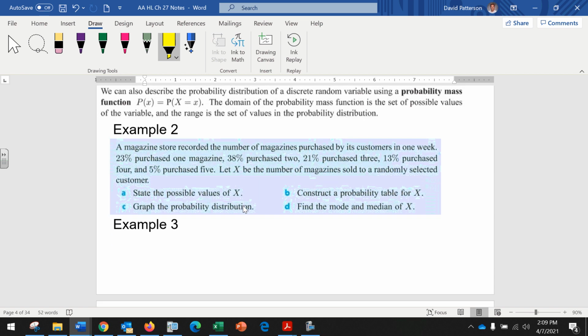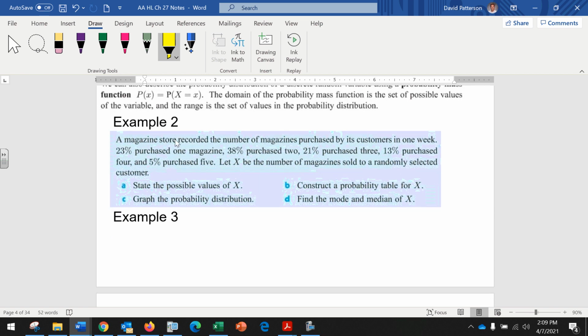So let's take a look at this example here. It says the magazine store recorded the number of magazines purchased by its customers in 1 week. 23% purchased 1, 38% purchased 2, etc. So let's just go through this. A says state the possible values of x. All right, no big deal. X could be anywhere from 1, 2, 3, 4, or 5. You might be thinking about why is there no 0? Well, are you a customer if you didn't buy anything? We'll see.